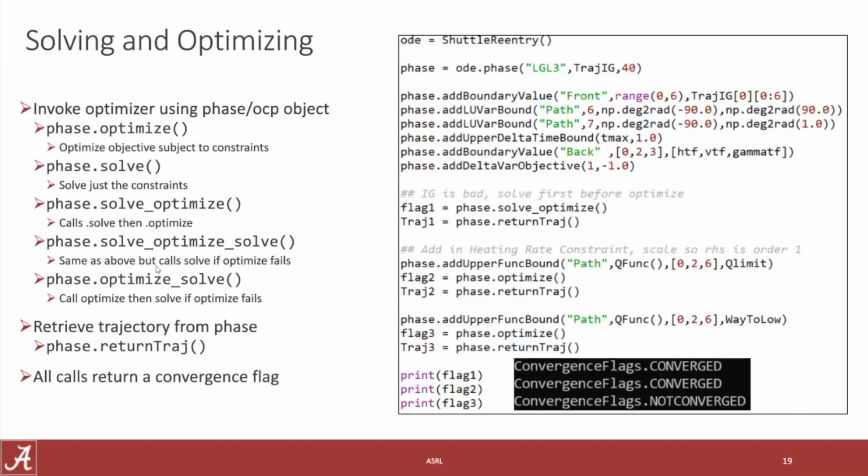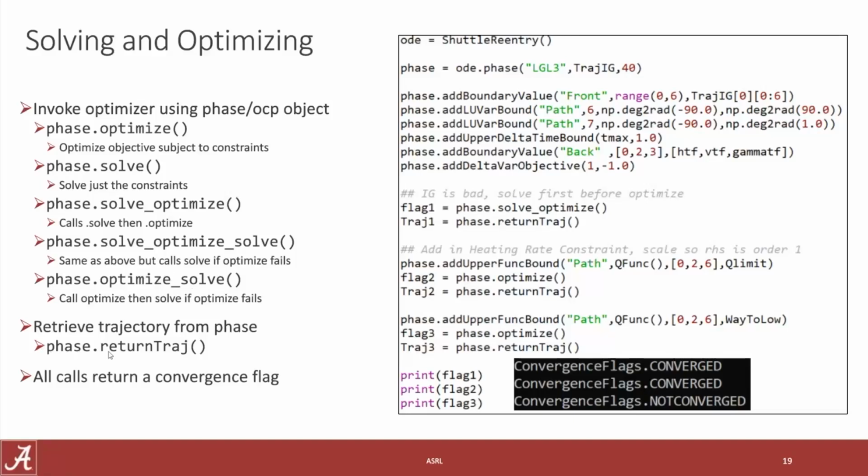There's also a solve optimize solve. It does the previous statement, but if your optimize call at the end fails, it'll rerun solve to at least get you back into a feasible space. And then there's optimize solve. If you want to run the optimizer right away, say you trust your initial guess and you know it's close to what you would expect, you can attempt to optimize right away instead of having to solve. But if that optimize call fails, it can re-solve the problem to get you at least to a feasible space.